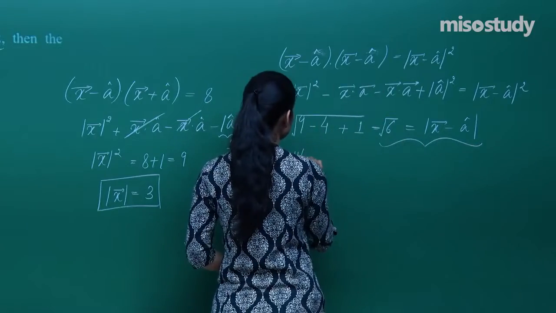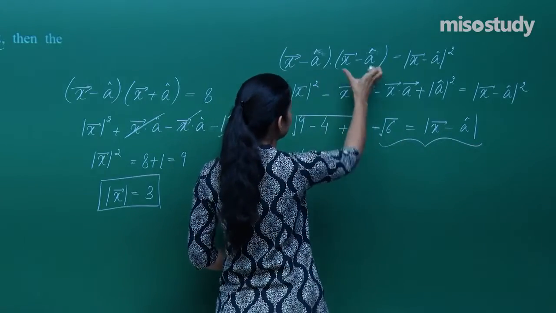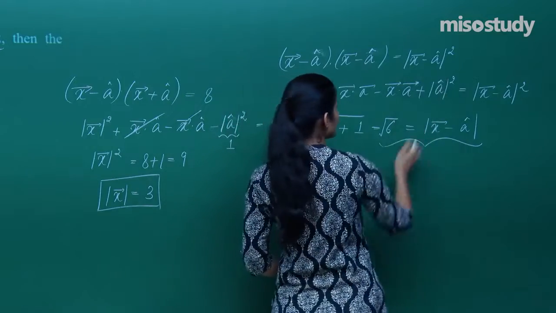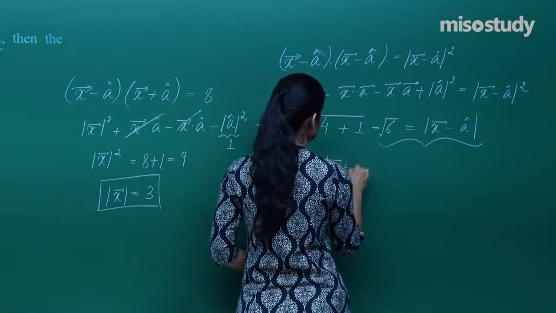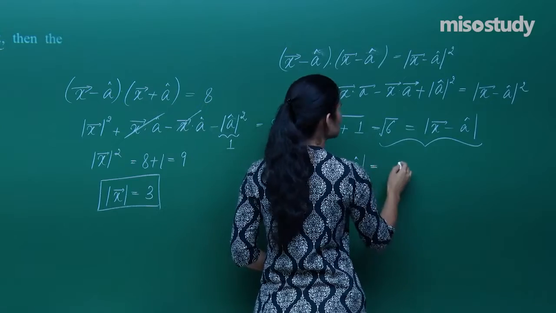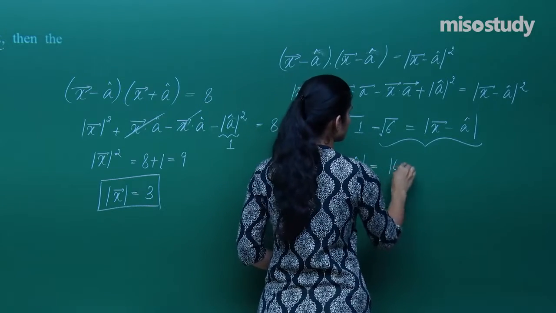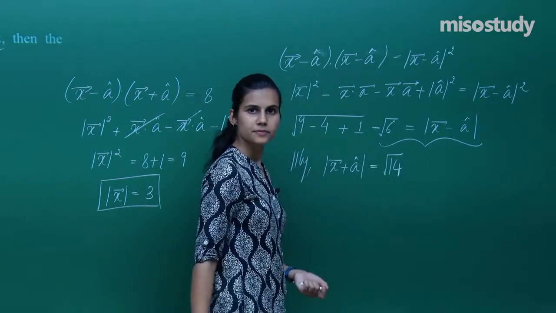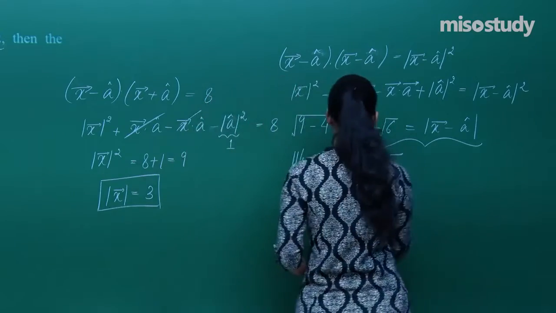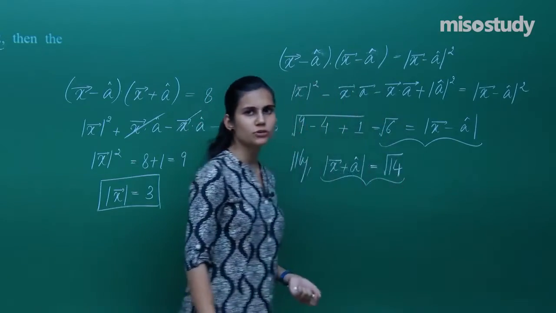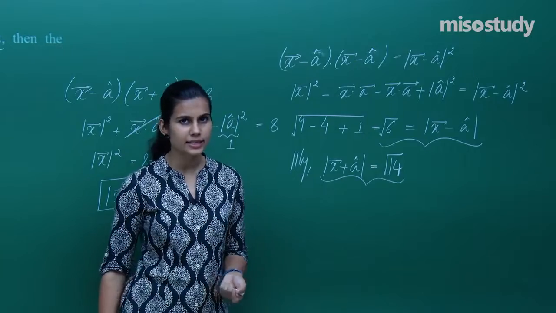So exactly in a similar fashion, when you perform x plus a dot x plus a, you get mod of x plus a whole square, and that comes out to be 14. So mod of x plus a comes out to be root 14. The moment you have got mod of x minus a and mod of x plus a, how is that going to help us to get the angle between x minus a and x plus a?